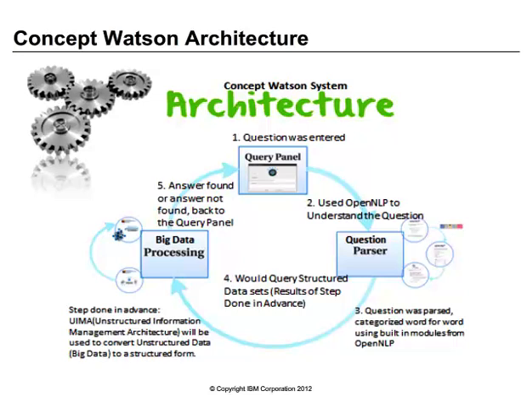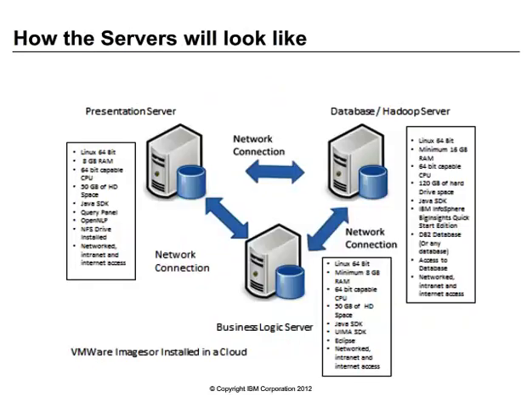Once understood, it will call a program to look for the answer. Beforehand, an application converting unstructured data to structured data has processed the data where you will be getting the answers from. The query panel then looks for answers in these data sets based on the question understood from OpenNLP. Once the answer is fetched, it is displayed back in the query panel. This diagram will show the ultimate server configuration. It shows the components of the presentation server, business logic server, and the database file server Hadoop system.